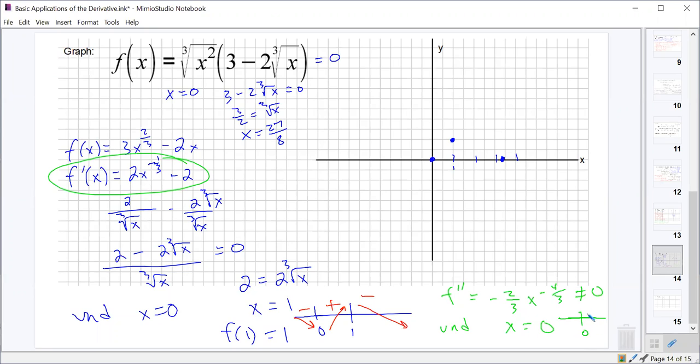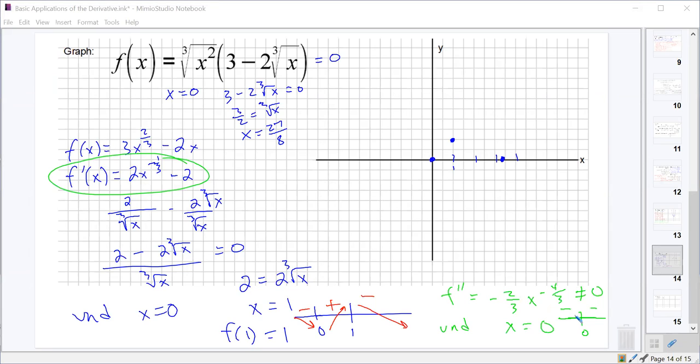Plug in something more than 0. If I plug in a positive, this comes out to be a negative. And if I plug in a negative number, I'm going to raise it to a power of 4, which is going to make it positive. It's going to stay positive when I cube root it, and it's going to become negative when I multiply it by the negative 2/3. So no change in concavity at x equals 0.